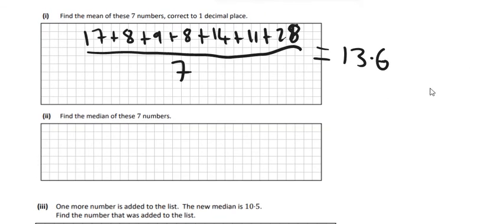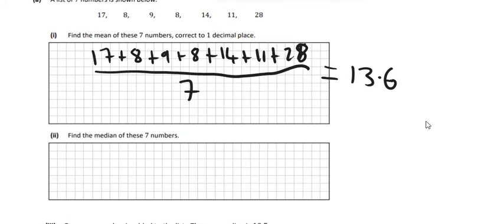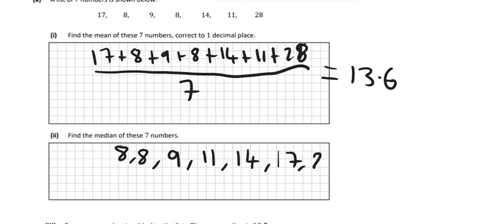The median then. So the median is the middle number. A common mistake is people not putting them in order first. So I'm going to put the numbers in order. So the smallest number there is 8. And there's another 8 as well. And then there's 9. And then there's 11. And then 14. And then there's 17. And 28. So 1, 2, 3, 4, 5, 6, 7.